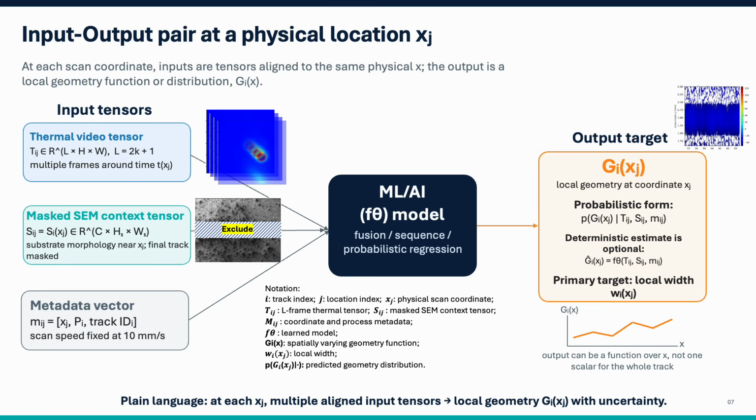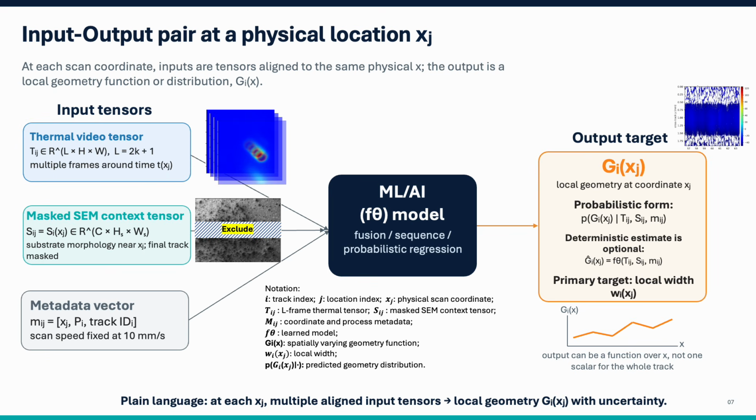Consider one physical location, X, along the track. The first input is a short thermal tensor around that location. As mentioned before, this sequence provides the local thermal history of that particular point. The second input comes from the SEM image. Remember to exclude the scan track and it must remain masked. Additionally, you can use metadata, which include the physical coordinate, laser power, as well as the track identity. Or you can derive a couple of other parameters such as energy density.